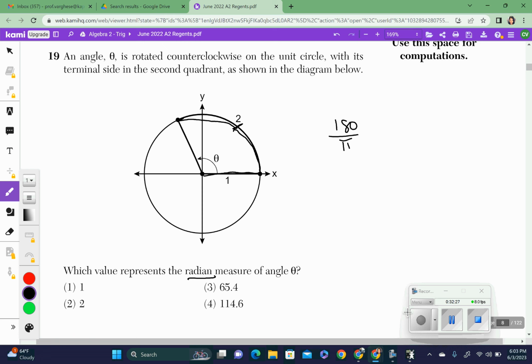So it says which value represents the radian measure of angle theta. So theta is going to be 2 radians long. So the answer choice is 2 for that. Yeah, you don't have to do really much with it. It kind of gives it to you already, right? This distance right here is 2, so that's 2 radians. Okay.